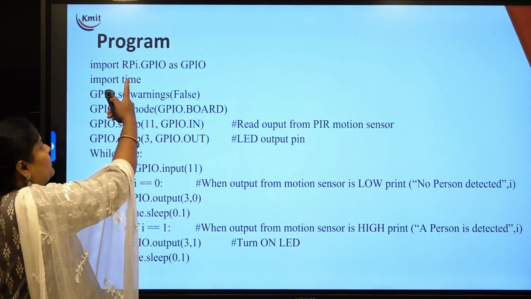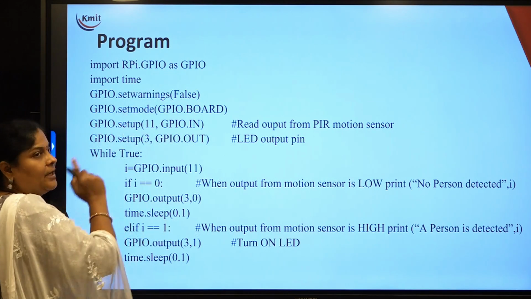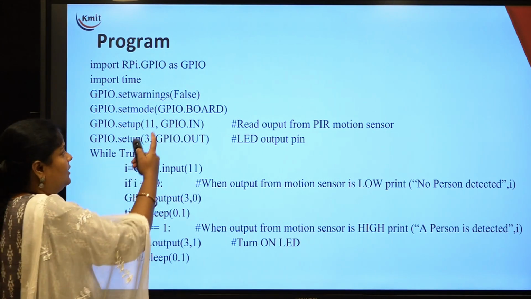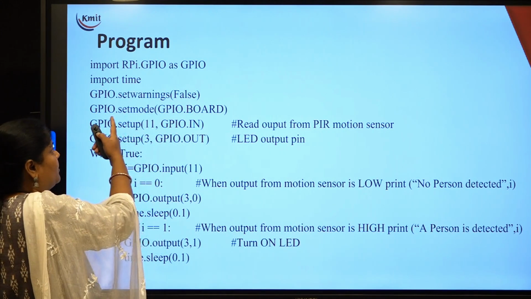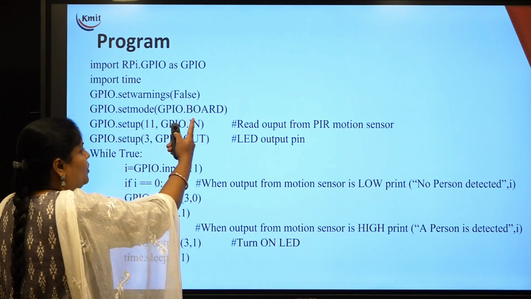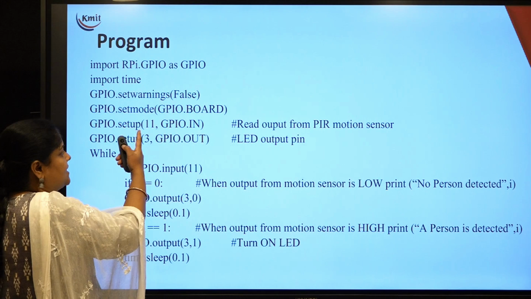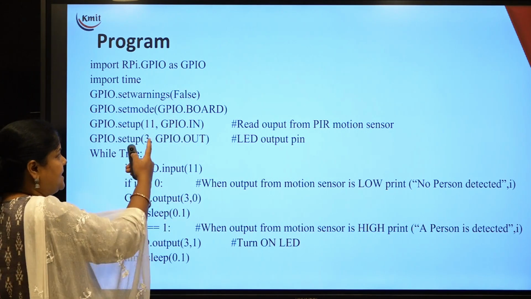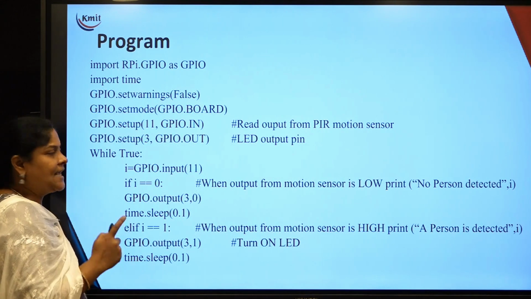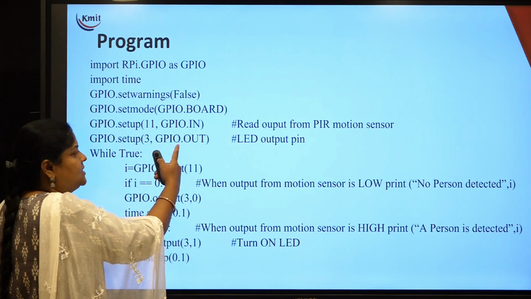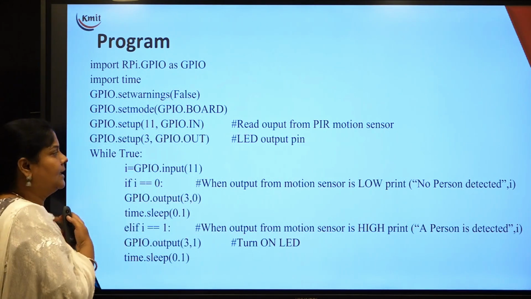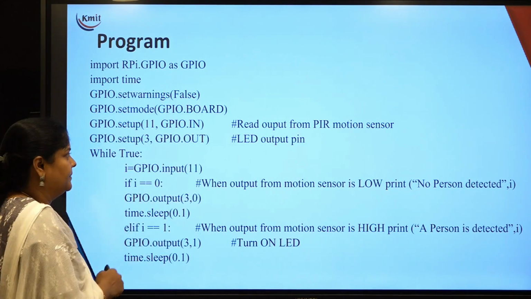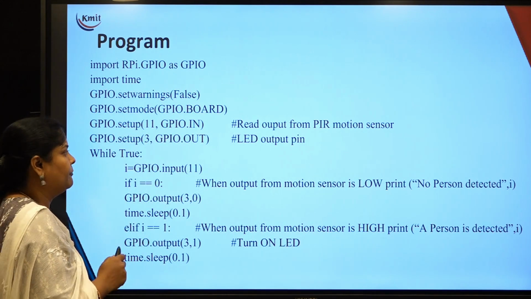For that, the program is: import RPi.GPIO as GPIO. You are importing the GPIO library and then importing time. GPIO.setwarnings(False) is used in order to not display the warnings in the output window. GPIO.setmode(GPIO.BOARD), you are selecting the numbering scheme here. GPIO.setup(11, GPIO.IN), so here you want to read the output of the PIR motion sensor, that is the 11th pin of the Raspberry Pi board. GPIO.setup(3, GPIO.OUT), so here we are selecting the output pin, that is the LED. Pin number 3 is where you connect the LED, and to pin number 11 you connect the output pin of the PIR sensor.